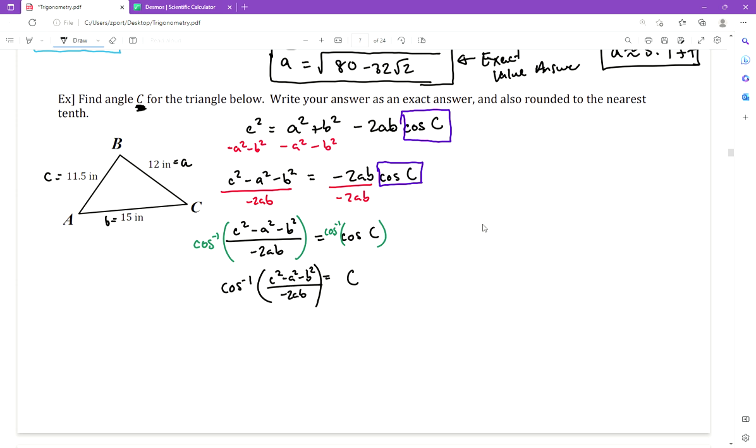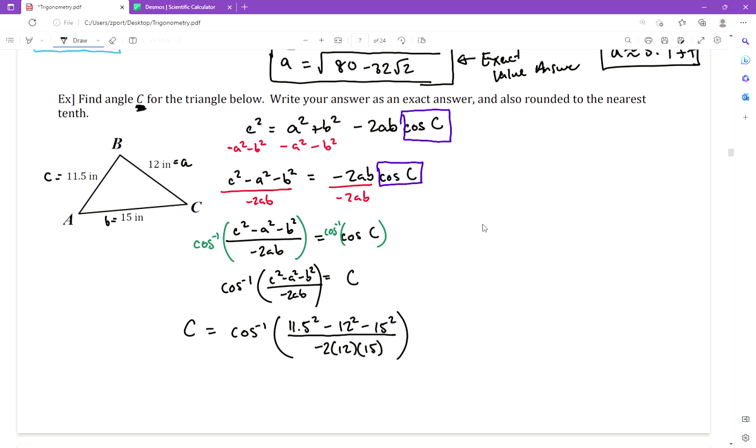So angle C is the cosine inverse of c squared minus a squared minus b squared all over negative 2ab. All right, and now what we're going to do is plug those values in. Let me put the angle C on the left as well: angle C is equal to cosine inverse of, okay, now I'm just plugging these values in. So we have 11.5 squared minus a is 12, so minus 12 squared, minus b is 15 squared, all over negative 2 times a, which is still 12, and then times b, which is still 15.